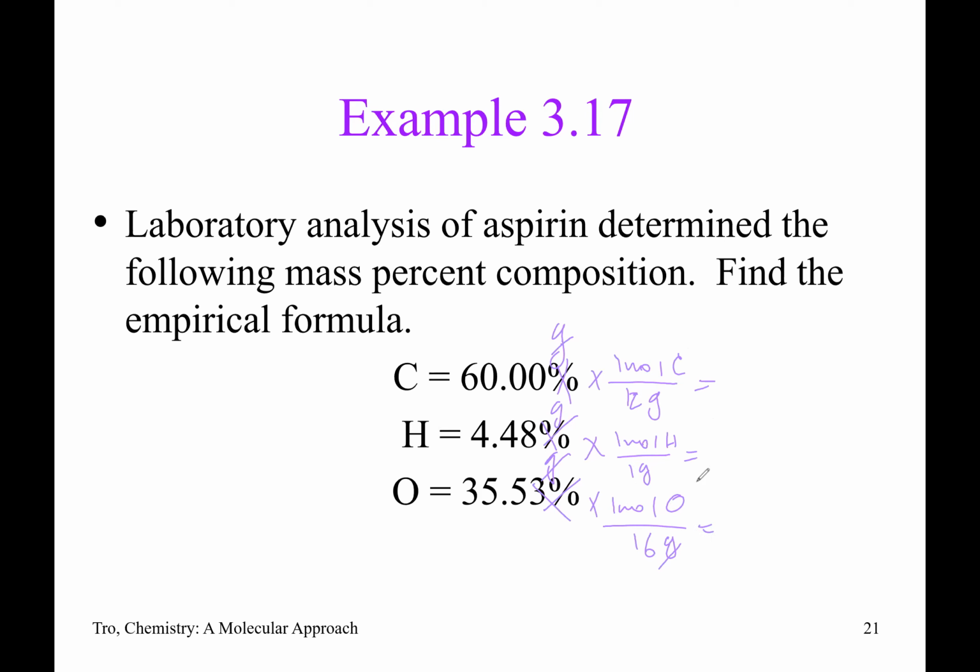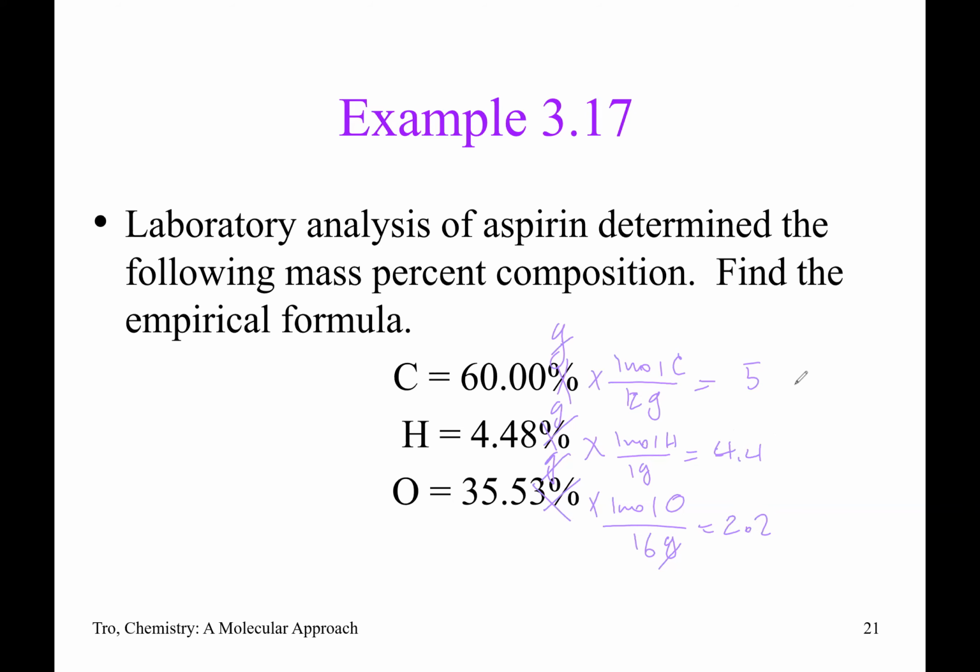If you can give me these numbers quickly. For carbon, what do we have? For carbon it is 5, right? Carbon is 5. Hydrogen is 4.4, and oxygen is what? 2.2, and then for oxygen, we actually had 5. Okay. So we have to divide all these numbers by 2.2.